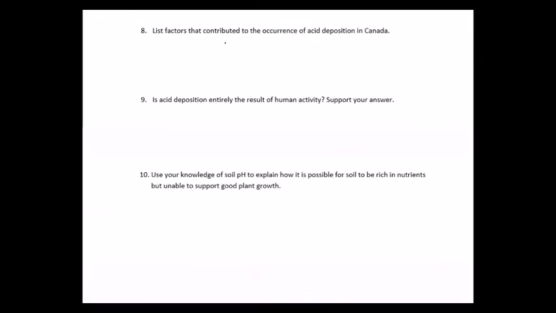List factors that contributed to the occurrence of acid rain in Canada. So burning coal, that's number one. That's the top answer you're going to see. So burning coal.